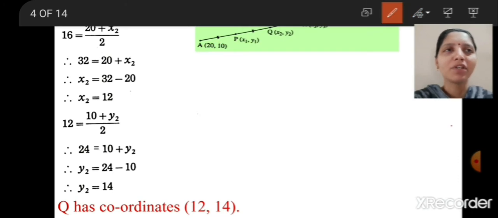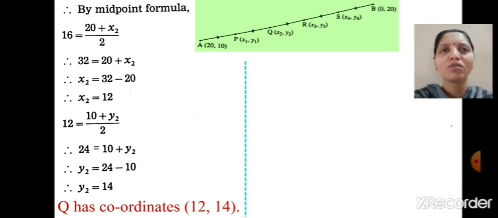So let's start with the solution. So x is equal to, this is the x coordinate of point P, just now we got the answer. So the x coordinate of P, 16, is equal to 20 plus x2 upon 2. Now shift this 2 to the other side.